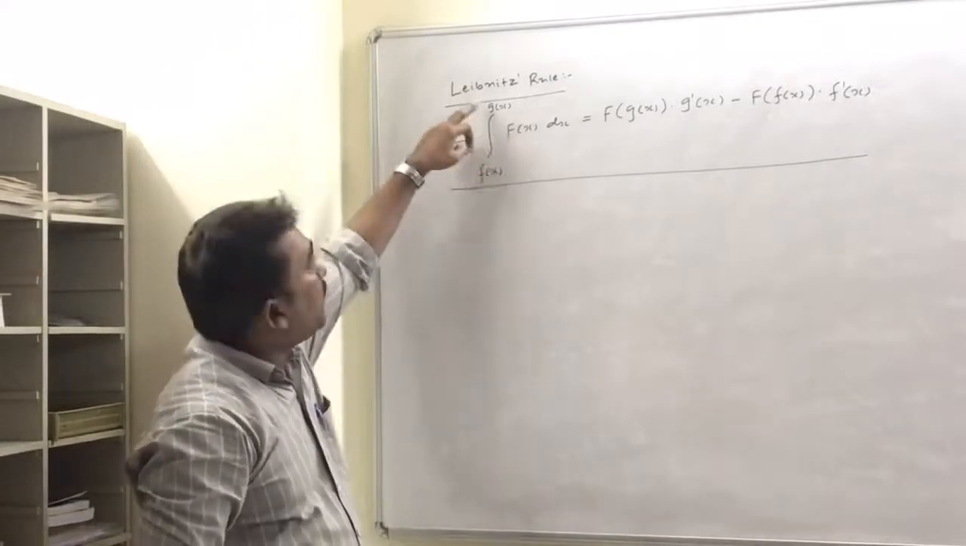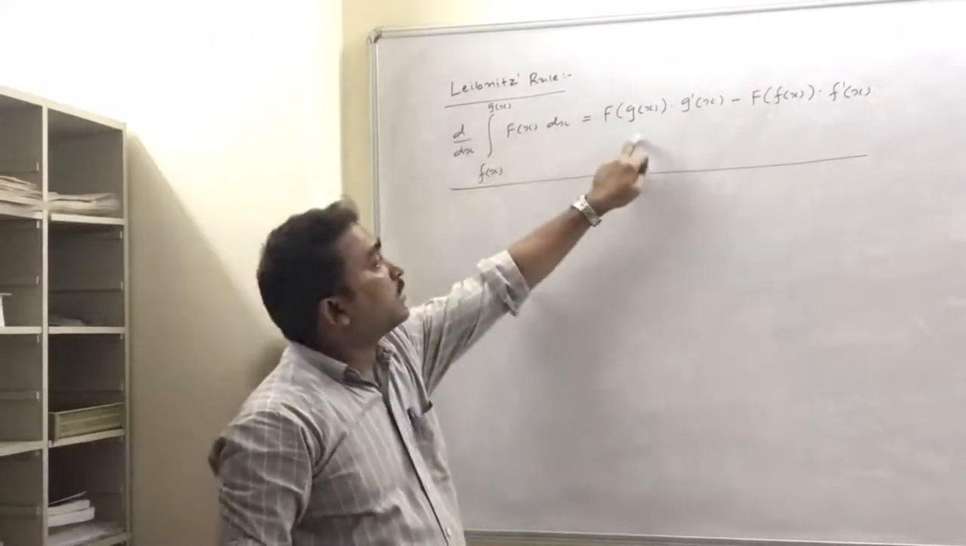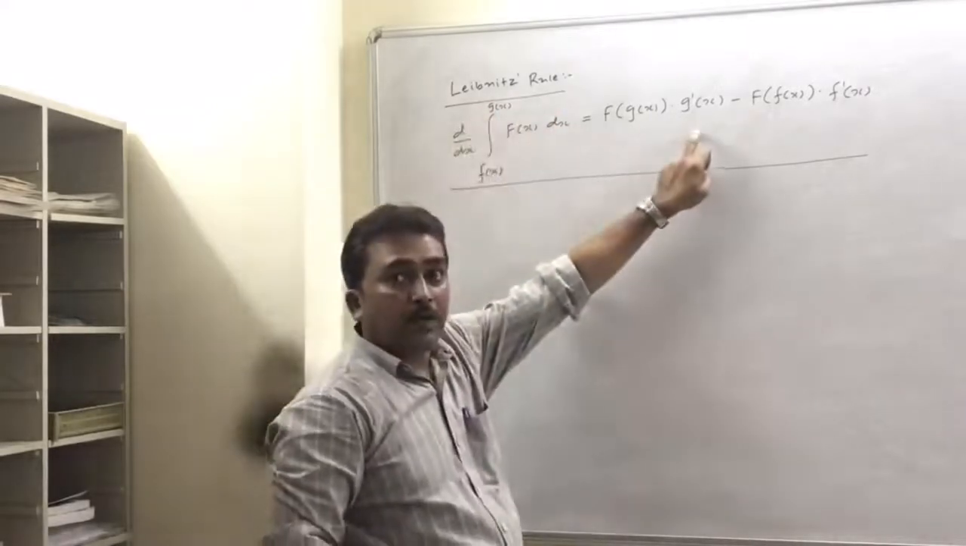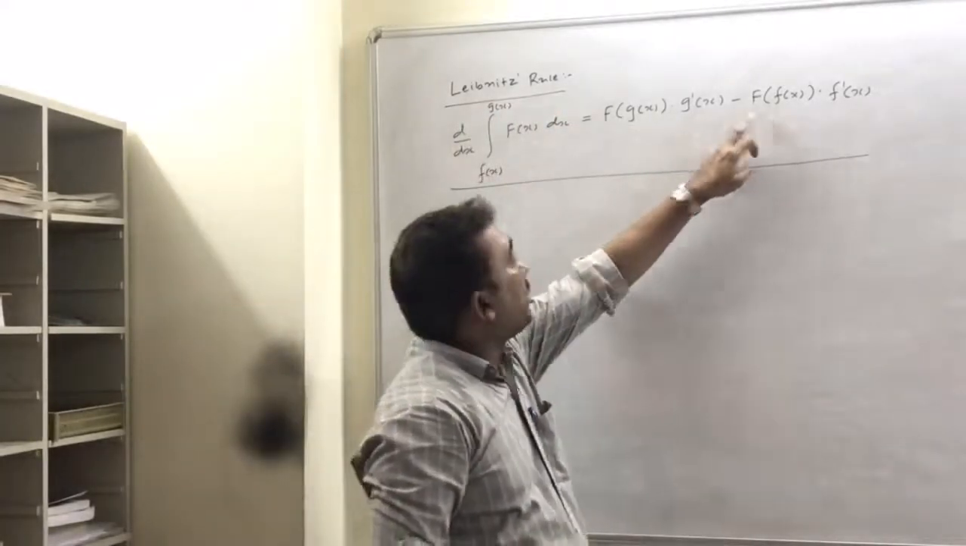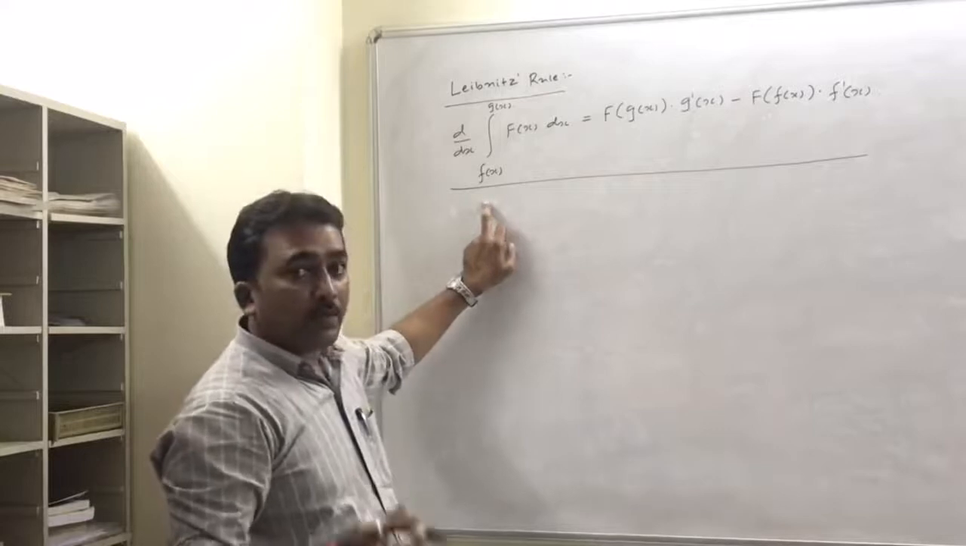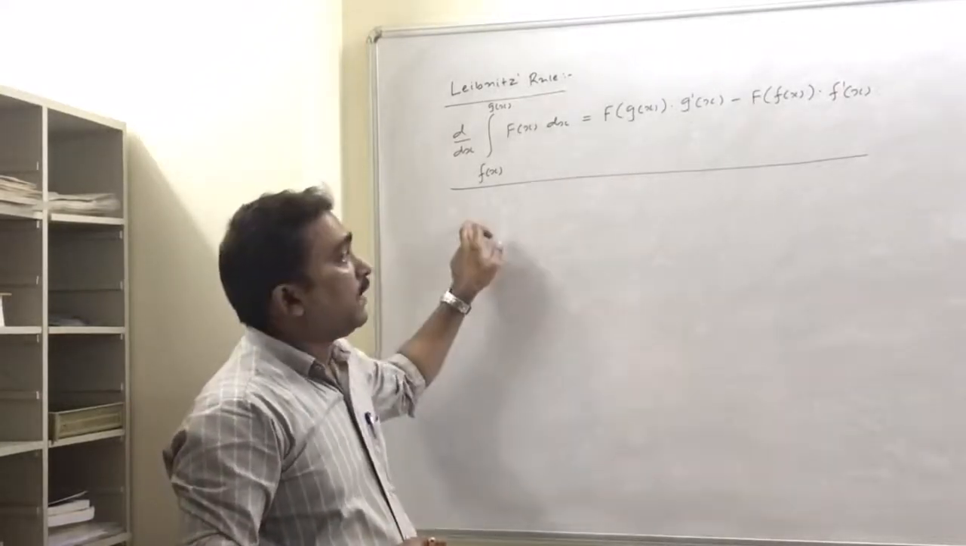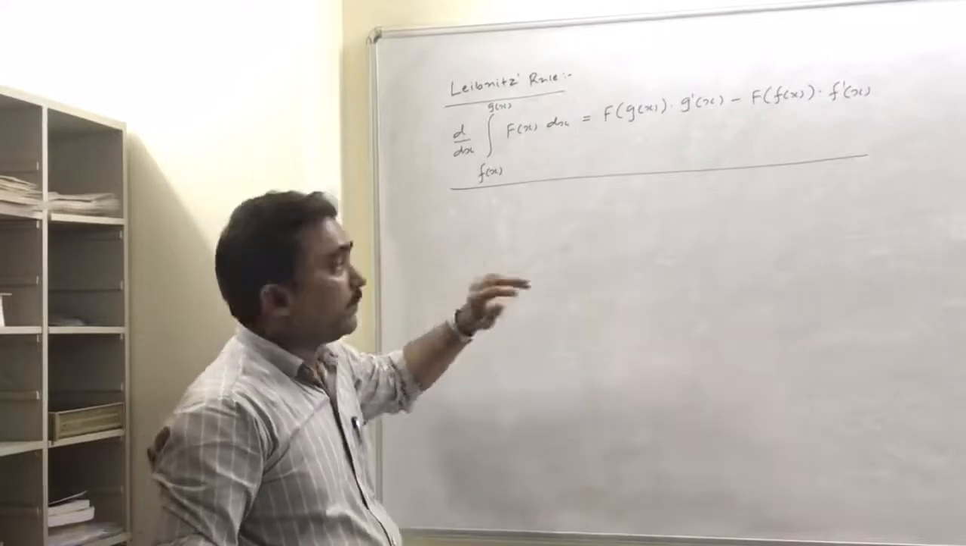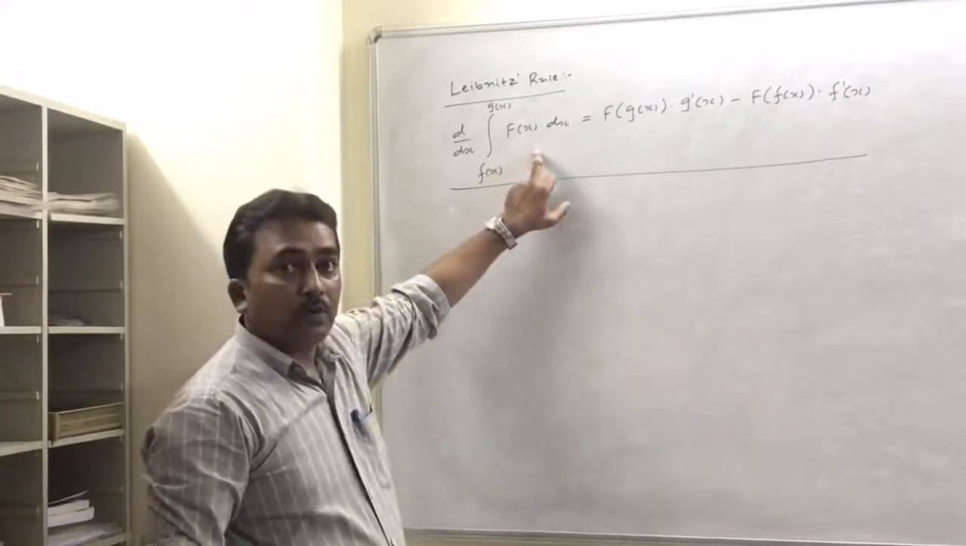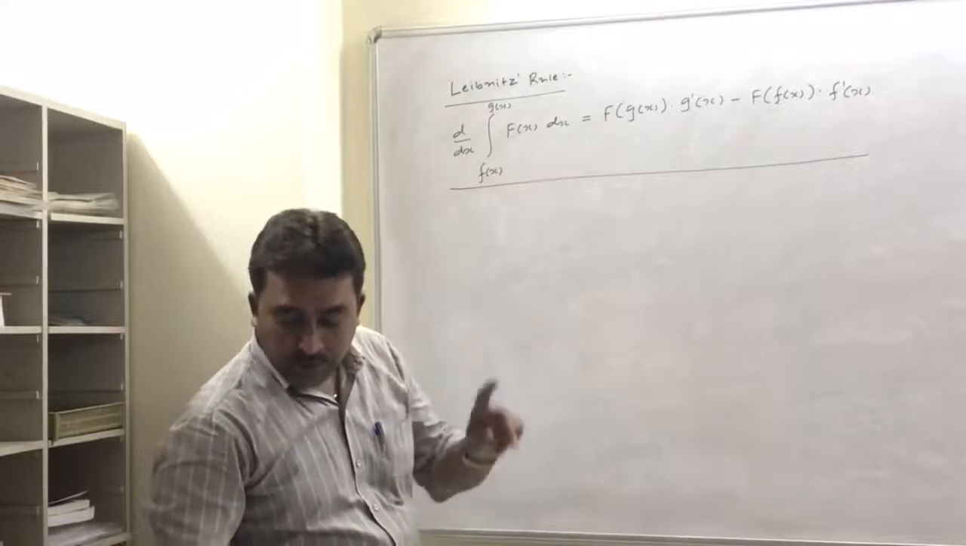Capital F of the upper limit g(x) into the derivative of the upper limit g dash x, minus capital F of small f(x), the lower limit, into f dash x, the derivative of the lower limit. This is the Leibniz rule. How to use this? For that I am starting with one example.